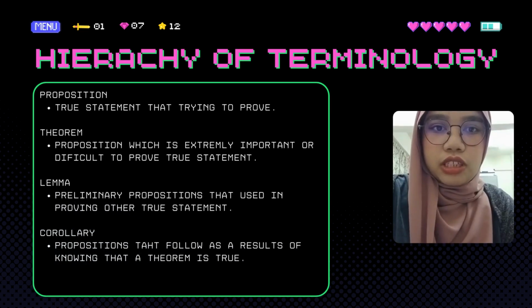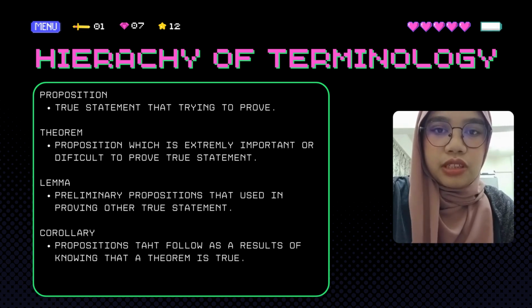Mathematical terminology also has a hierarchy, which first is a proposition, a true statement that we are trying to prove. Next is a theorem, a proposition that is considered extremely important to prove. After that we have a lemma, a preliminary proposition that is used in the proof of the theorem. And lastly, a corollary, a true statement that is a simple deduction from a theorem or proposition itself.